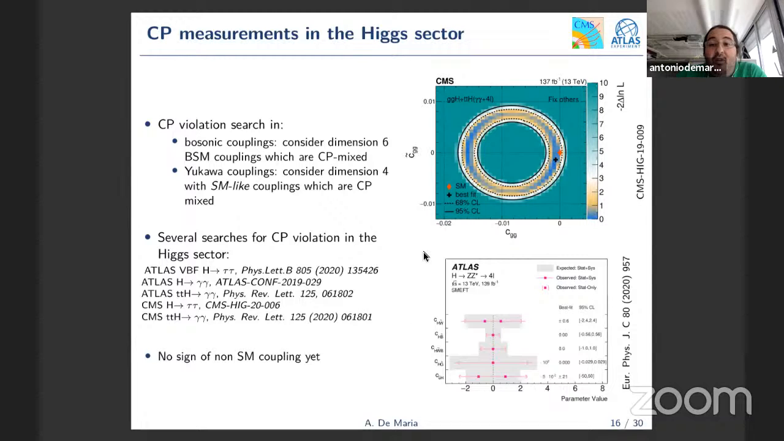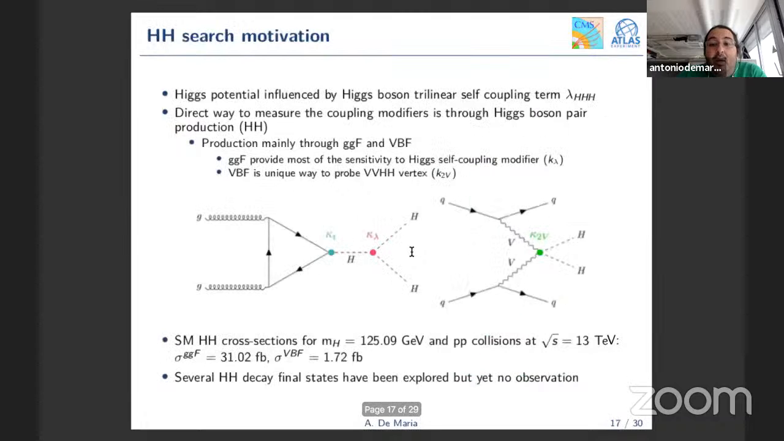And just from the plot that you see on the right part of the slide, these are the coefficients of these operators that we can access experimentally. And as you can see, these are the CP odd ones, and unfortunately these are all compatible with 0. So there is still no sign of CP violation in the Higgs sector, which would lead us directly to BSM physics.